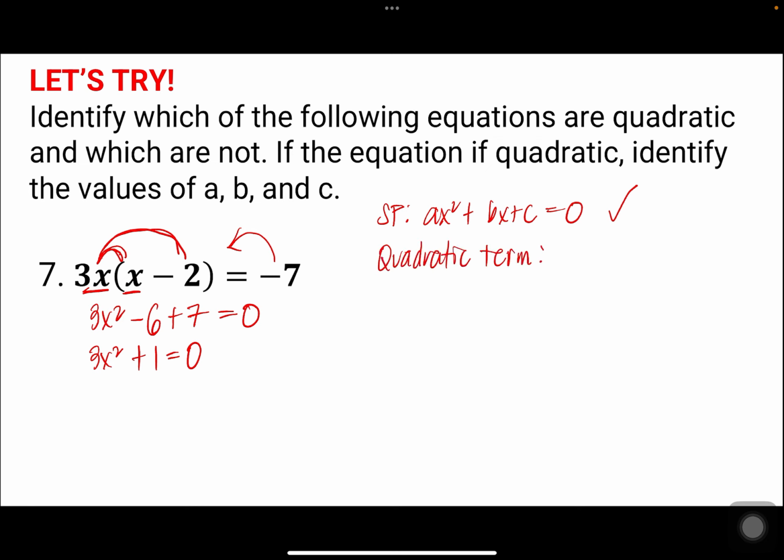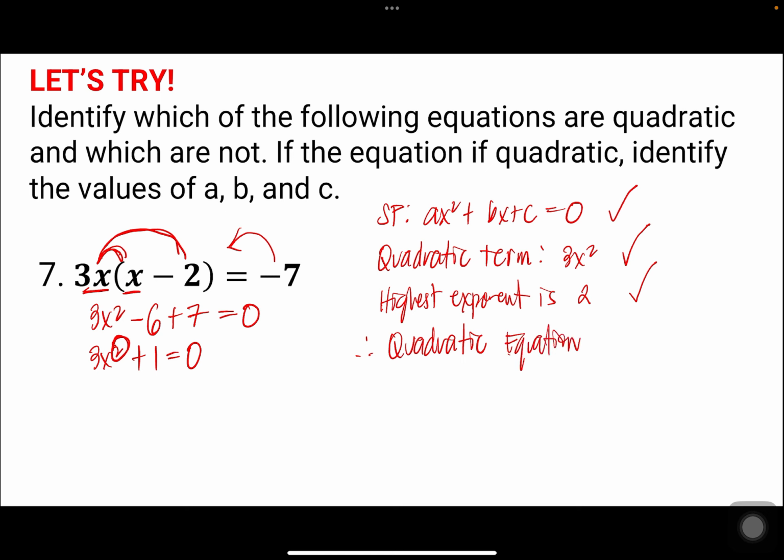Yes, meron po tayong quadratic term, si 3x squared. So, check din yon. Then, highest exponent is 2. Yes, meron din po. Okay, si 2 na po yun. So, therefore, this is a quadratic equation.